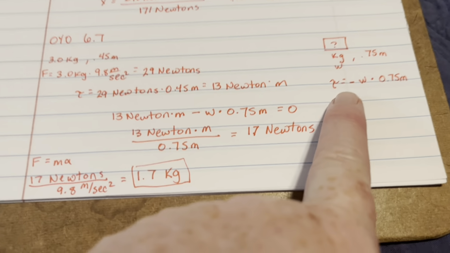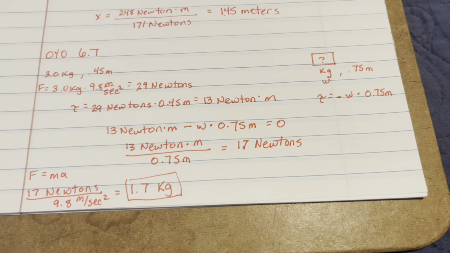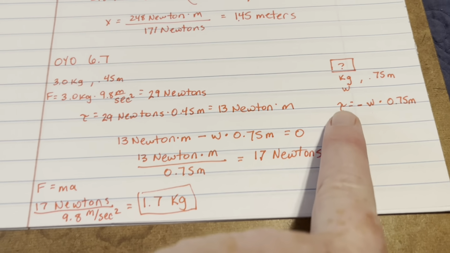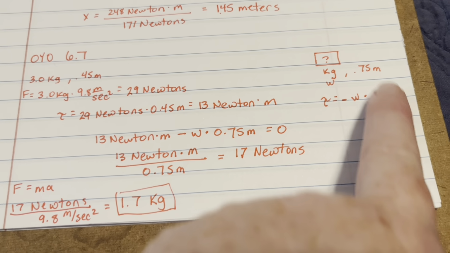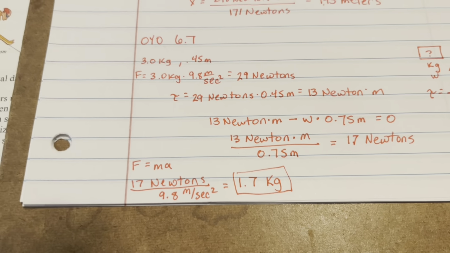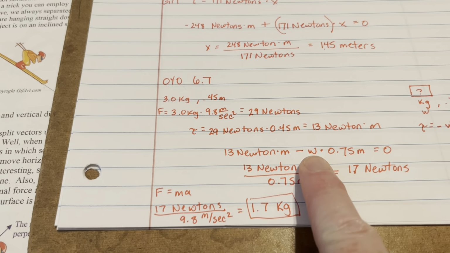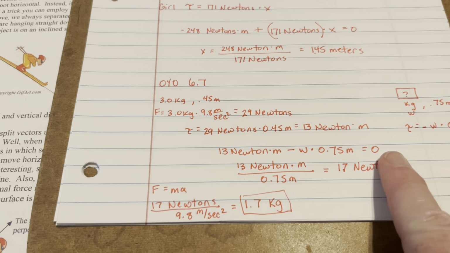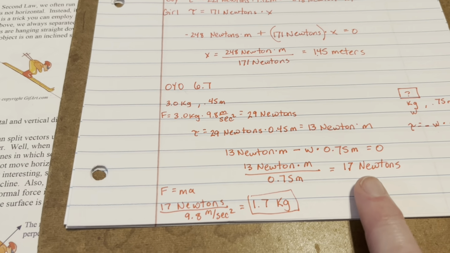Okay, my torque over here, let's say that the kilograms is weight because I don't know what it is yet. So this is going to be negative torque, right? So my torque over here is going to be negative weight times 0.75 meters. Well, we know that when we add these up, the sum is going to be 0. So 13 Newton meters minus weight times 0.75 meters equals 0. Well, when I solve, I'm going to get 17 newtons.